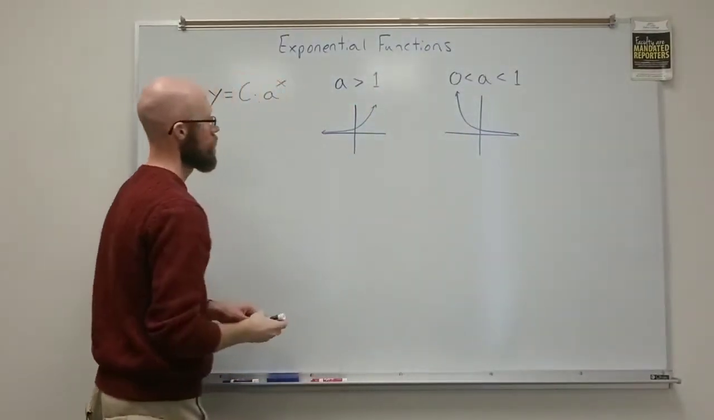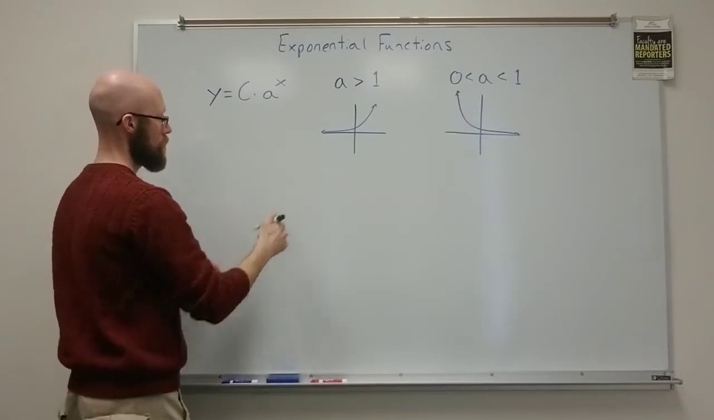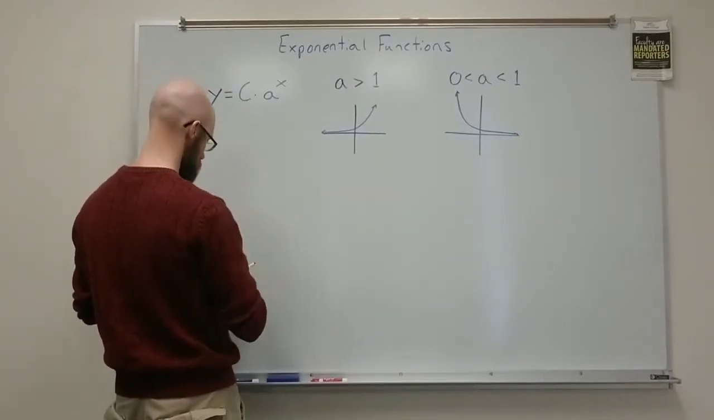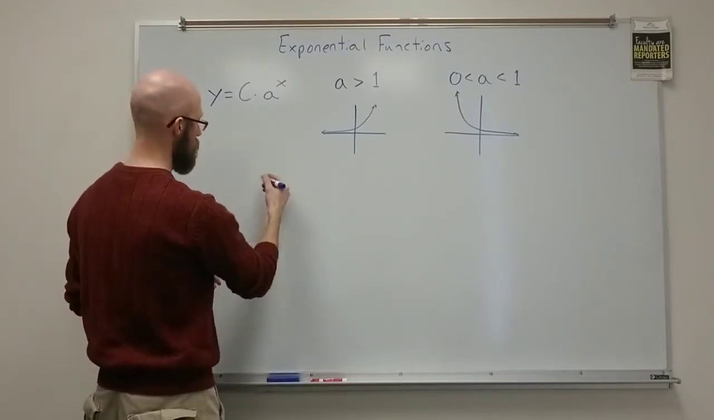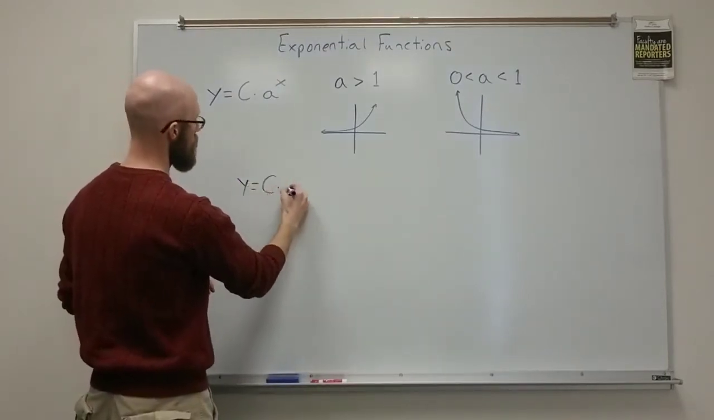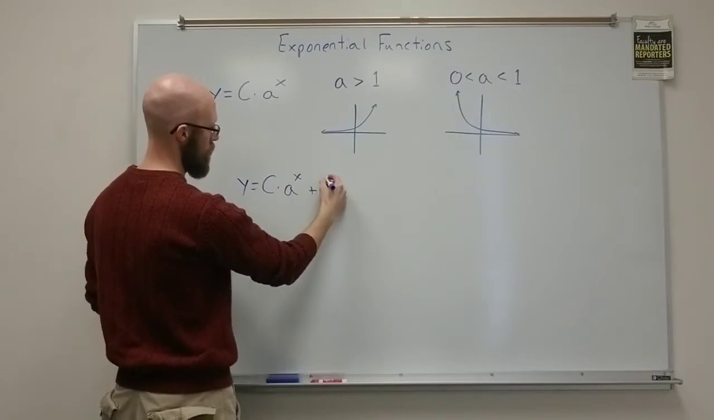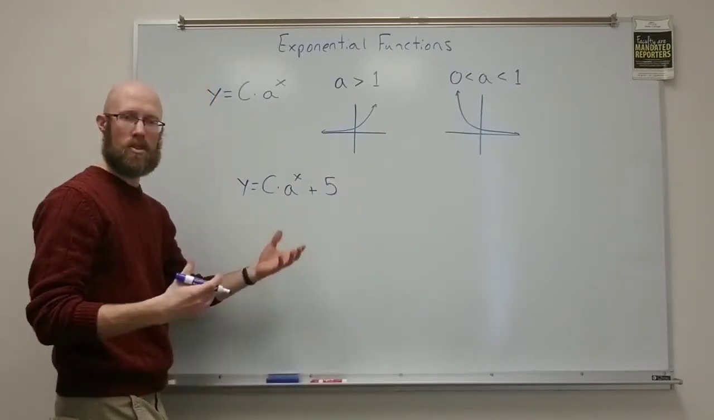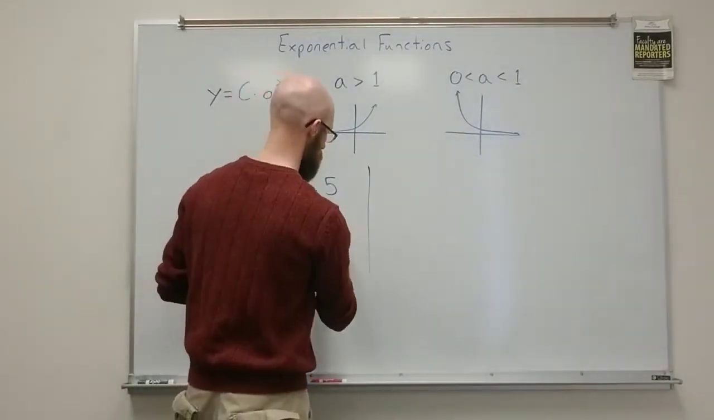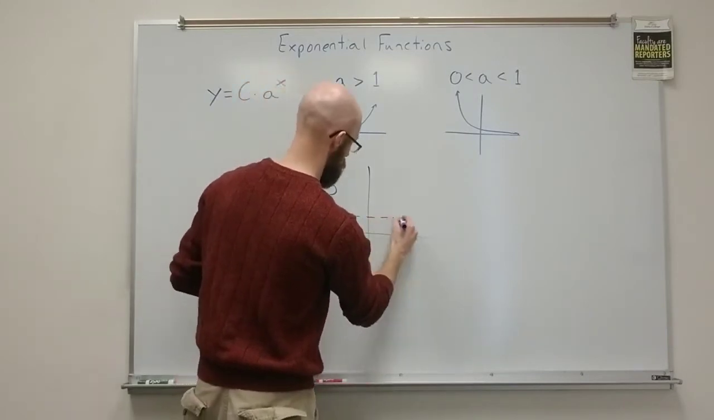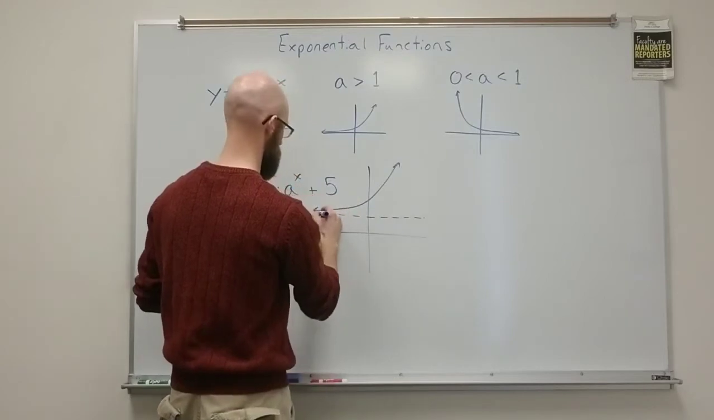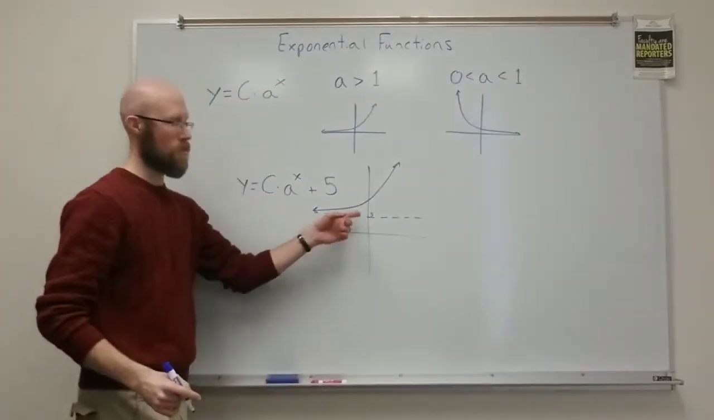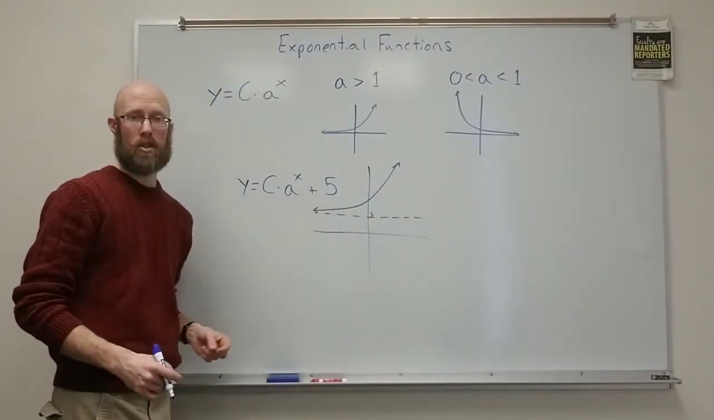And a vertical shift. If I went with y equals c times a to the x plus 5, for instance, that's just going to raise the graph up 5 units. So the horizontal asymptote would actually be up here 5 units high, wherever that vertical shift is.